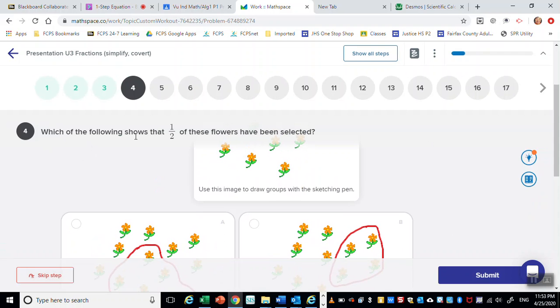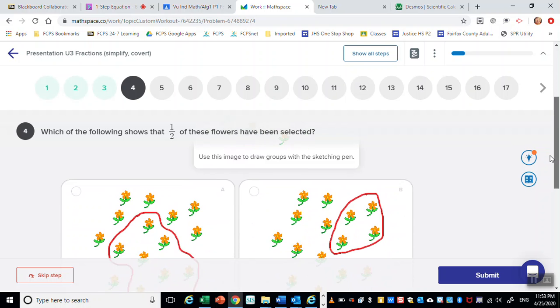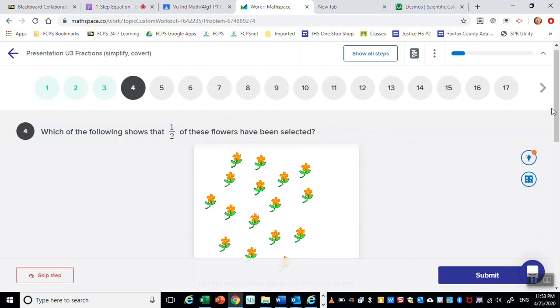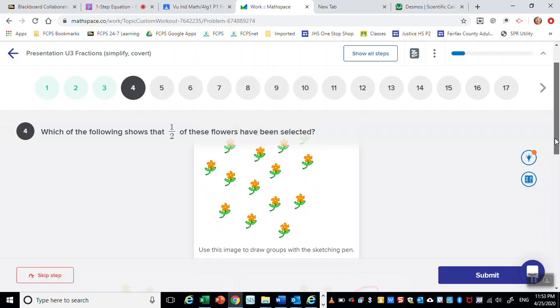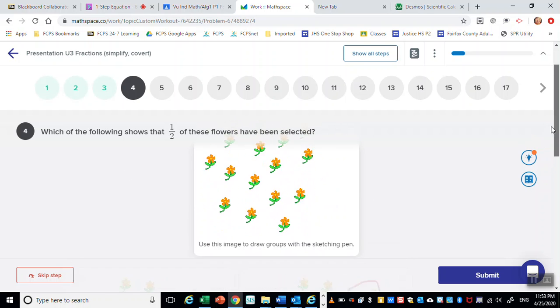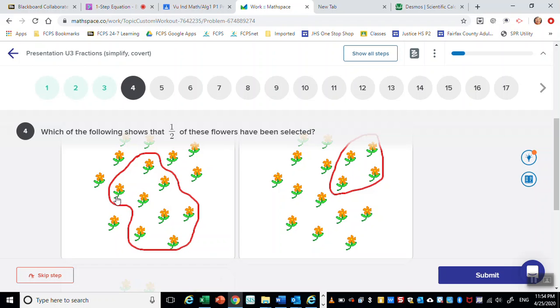Which of the following shows that 1/2 of these flowers have been selected? Which one shows 1/2? Okay, so how many in total? 1, 2, 3, 4, 5, 6, 7, 8, 9, 10, 11, 12, 13, 14, 15, 16. Total you count it would be 16. So 1/2 of 16 would be 8. So you need to have 8. 1, 2, 3, 4, 5, 6, 7, 8.